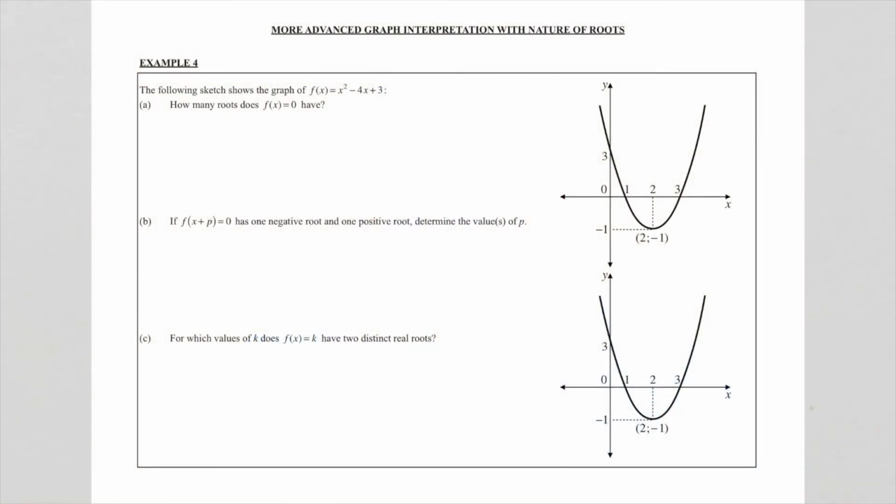In this example, they say that the following sketch shows the graph of f(x) = x² - 4x + 3. And you will notice the drawing. There's my parabola. The x-intercepts are given to us. The y-intercept is given to us, as well as the turning point.